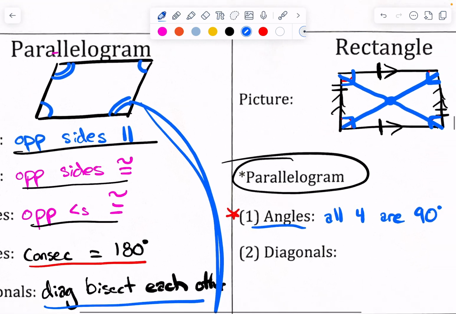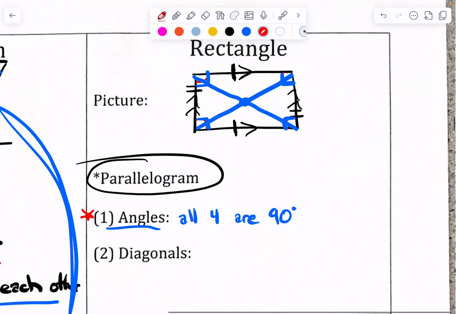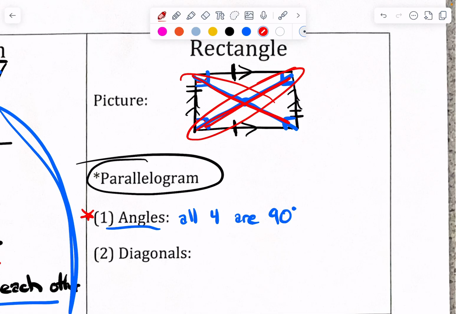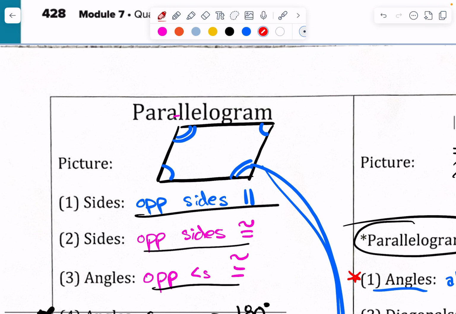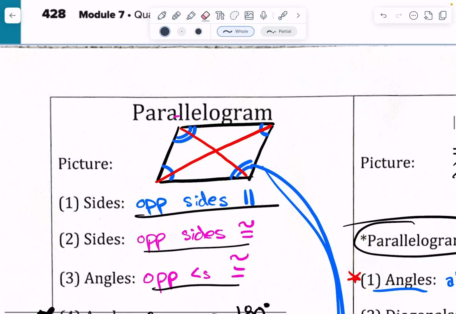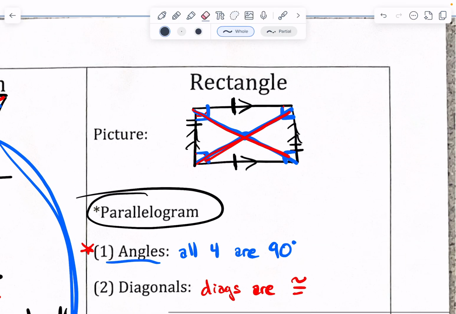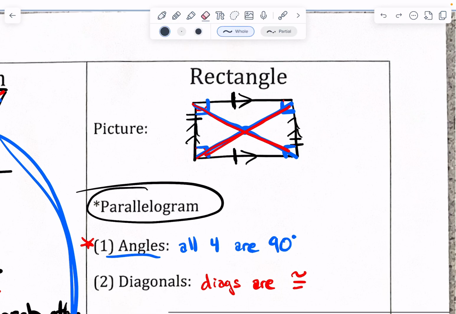So then the other thing about the diagonals: yes, the diagonals split each other in half, but also the diagonals are exactly the same length. This guy is the same length as that one. So I'm going to say diagonals are congruent. Now, that's not true in a parallelogram. This diagonal in that parallelogram is longer than that one, right? So any old parallelogram will not have those, but specifically a rectangle, which is a parallelogram, will have those qualities.